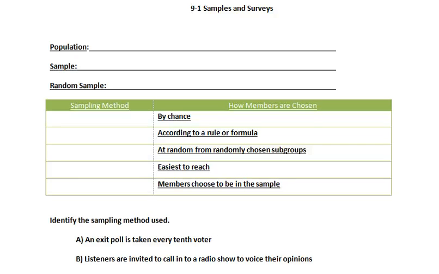Welcome to Chapter 9.1. This is our very first section of our data and statistics section. Today we're going to talk about samples and surveys.